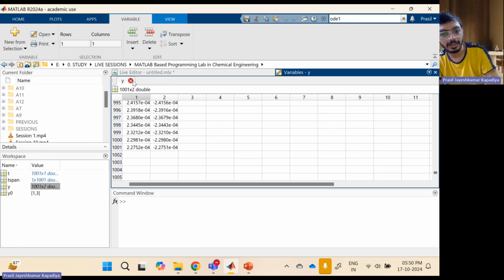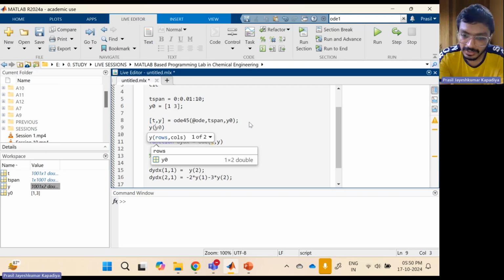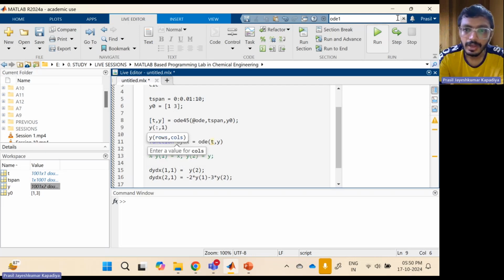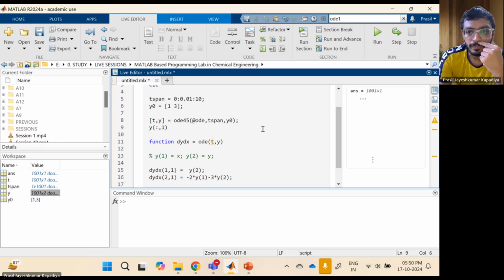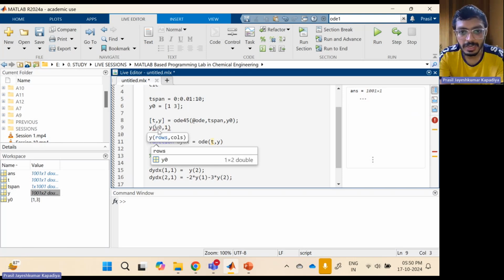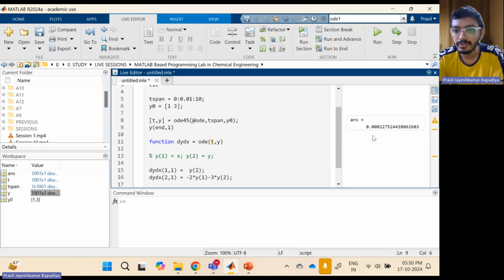So instead of seeing it like this, what can I do? I can write y of the last row and first column. That will give me the answer. No, this is giving also the last row, meaning end. I need to write end in the last row, first column. So that is giving 0.0002275. Okay, so this is how we can use our ODE solver.